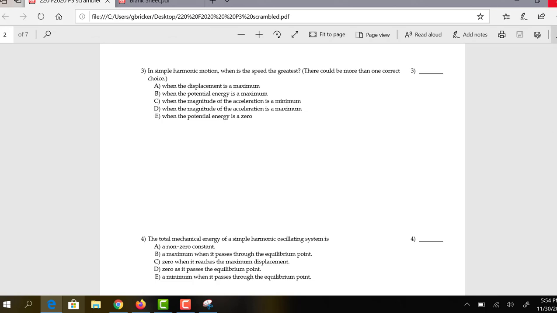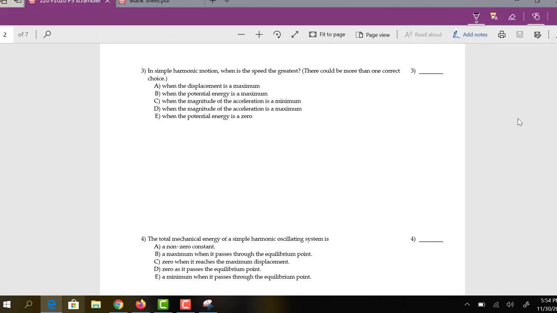Well, the speed is the greatest, so we'll do this before we even answer it. The speed is the greatest when you pass through equilibrium. So at the endpoints, when x is equal to plus or minus A, that's where the speed is actually equal to 0. It's when x is equal to 0, when you're passing through the equilibrium point, that's when the speed is a maximum. And that's when all of the energy is kinetic energy. So let's see which one matches up with that.